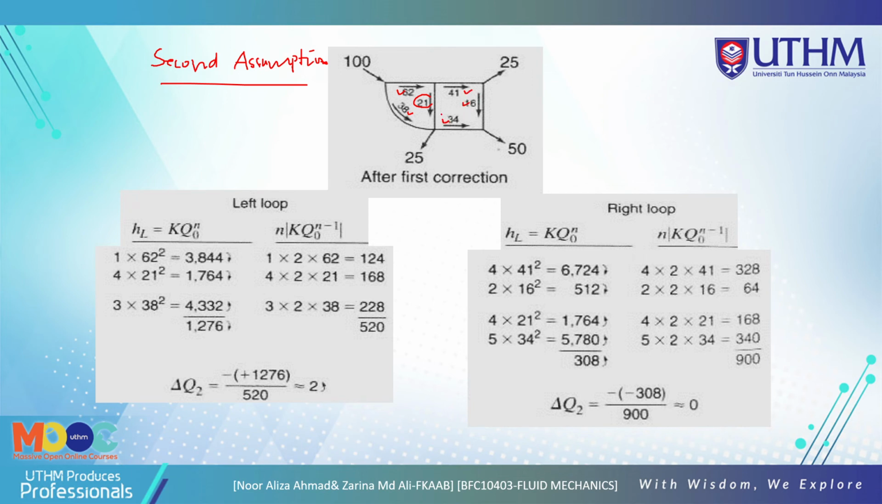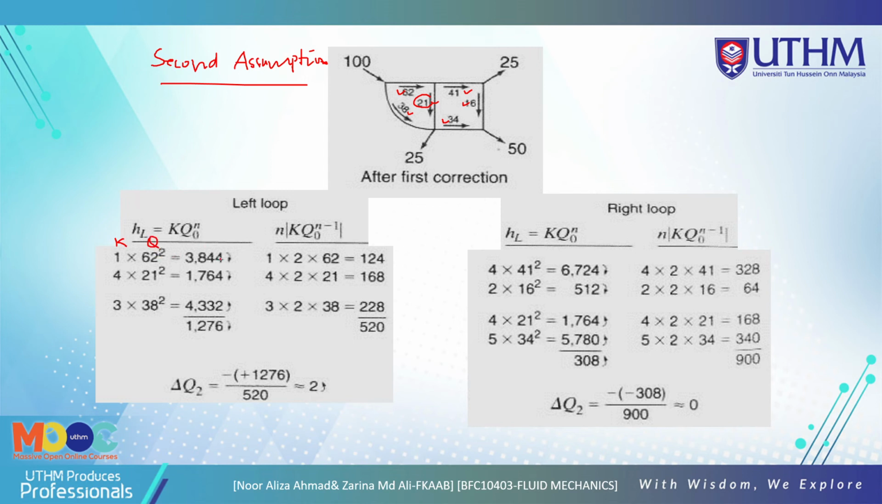So you get the new flow in this pipe. Now you do the calculation again for the second assumption in the left loop and the right loop. You put in the value of k here and the value of n and Q. This is k, this is Q.